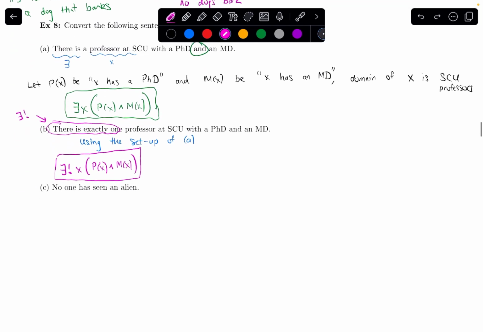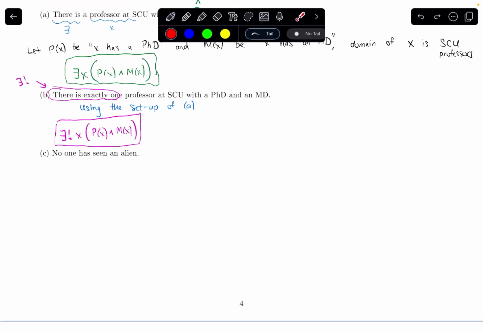Okay, let's do another problem. Part C says no one has seen an alien. Okay, well, what quantifier goes with no one? One of the things I observe about the phrase no one is that this is the opposite of at least one. This is the negation of at least one person has seen an alien. So if I can express at least one person has seen an alien, then I'm just going to try to negate that. Okay, so let's start introducing some propositional functions.